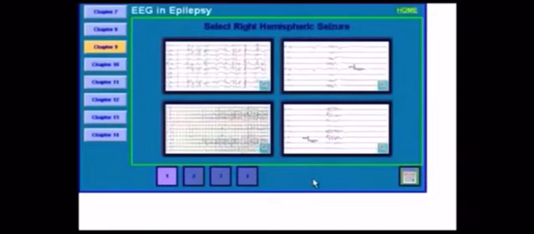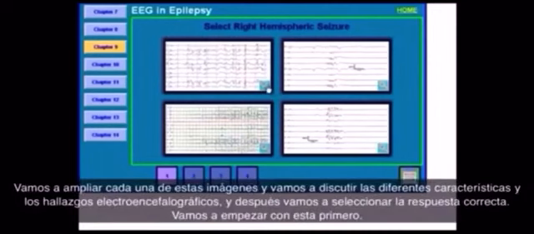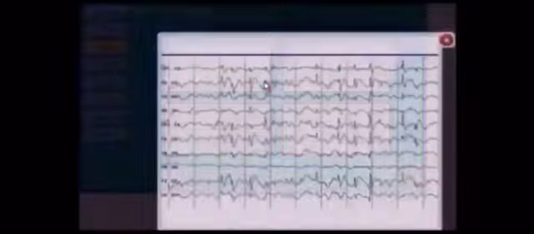I'll start with chapter 9 today. So the first question: select the right hemispheric seizure. Let's enlarge each of these images, and then we'll discuss the different characteristics and EEG findings and pick the right answer. So let's start with this one.